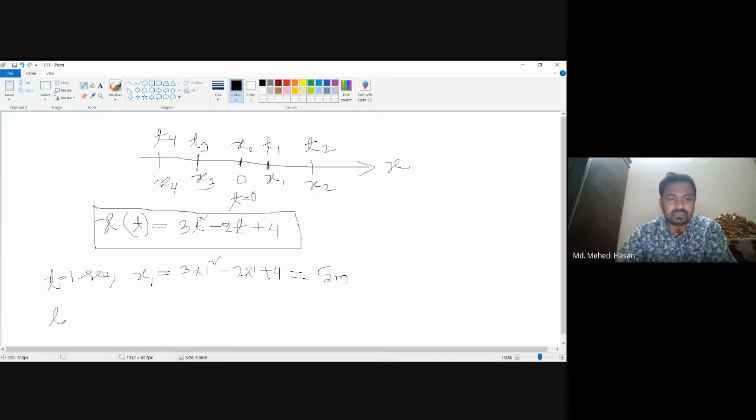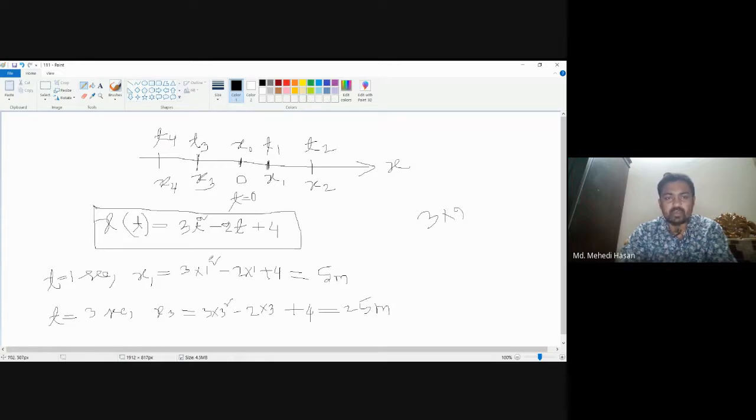Now if the question is to find out the position of that object at t equal to 3 seconds, then x3 will be equal to 3 into 3 square minus 2 into 3 plus 4. Finally it will be 3 into 9, 27, so 27 minus 6, which is 21, plus 4 is 25. So 25 is the position of that object at t equal to 3 seconds.